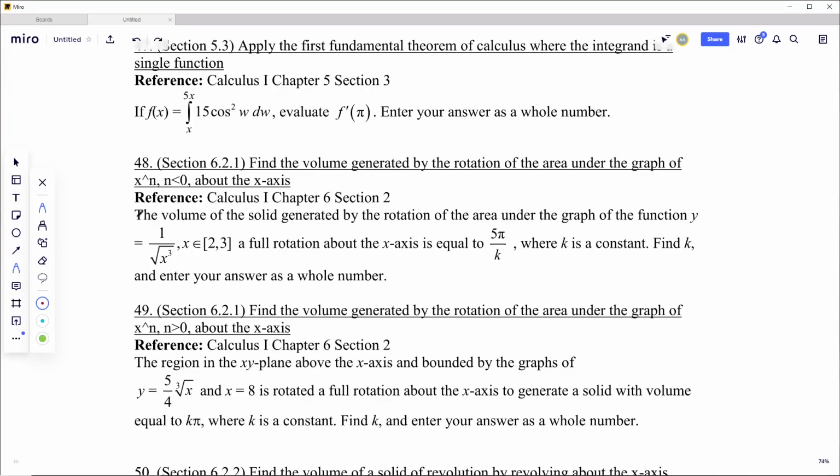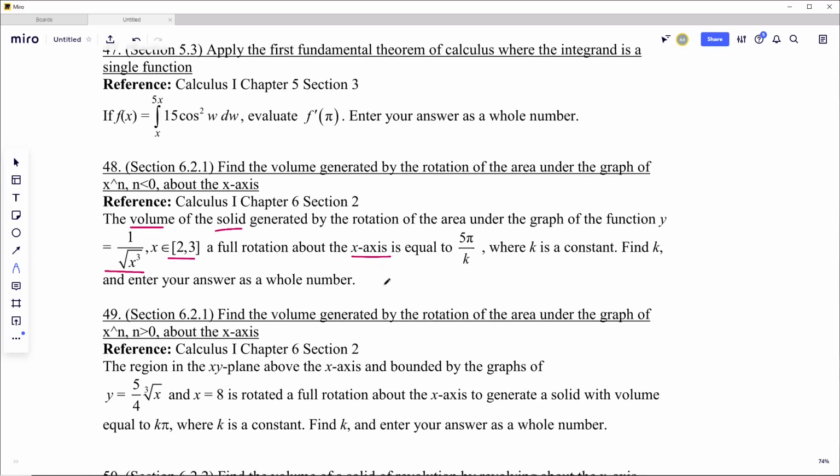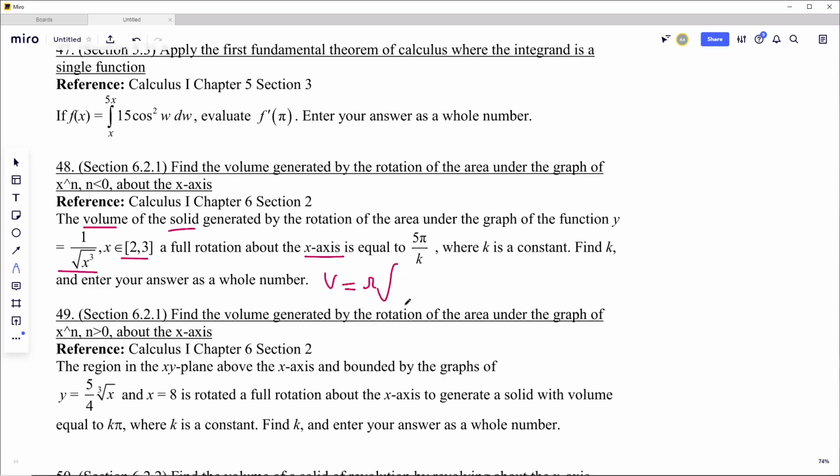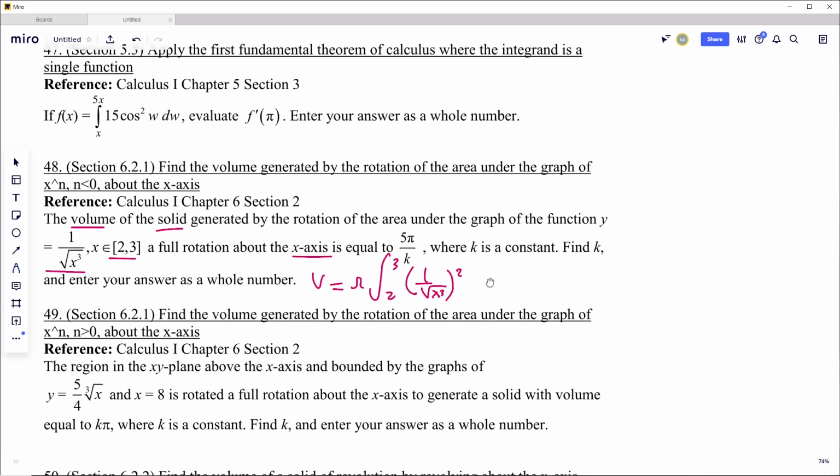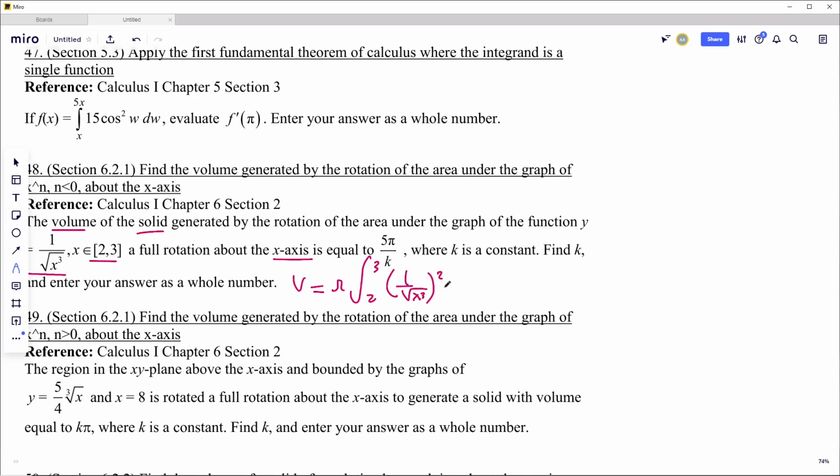So for number 48, all we care about is volume. We're given a solid, this is the equation and these are the points, and it's about the x-axis. Okay, so it's going to be V equals pi times the integral. What are our points? It's from 2 to 3, and it's about the x-axis, so minus 0 squared, because that's the radii, the second one. For the first one, it's going to be 1 over square root of x cubed, squared, minus, as I said, 0 squared, so it's going to be 0, so cancel.